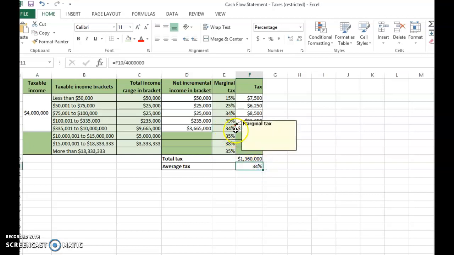So that is the difference between marginal tax rate and average tax rate. The average tax rate is based on the total tax paid, incurred or payable by the company, divided by the taxable income of the company or business. Now the marginal tax rate is the tax that will be applied on the next dollar, the additional dollar of taxable income, or the additional ringgit of taxable income of the firm. In this case it is 34%.